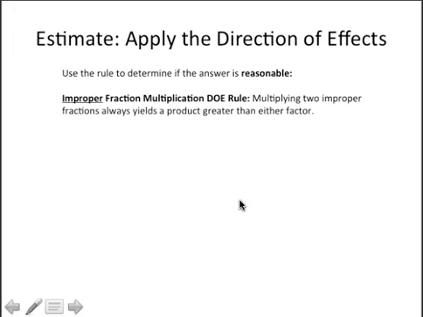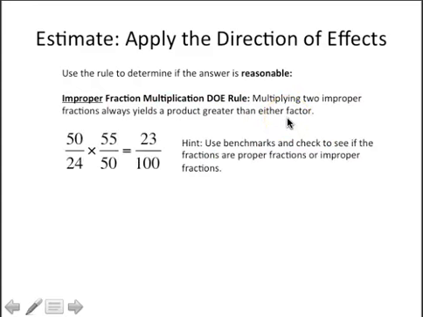Now let's look at the rule for improper fractions. Remember, improper fractions are fractions greater than 1. When we multiply two improper fractions, we get a product that is greater than either factor. This is the opposite rule. So let's look at this example.